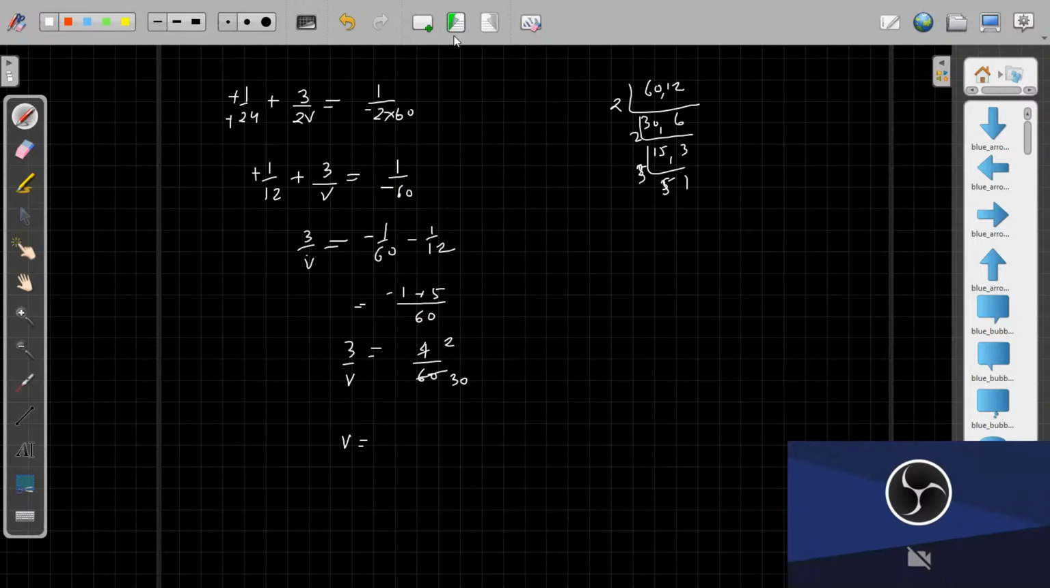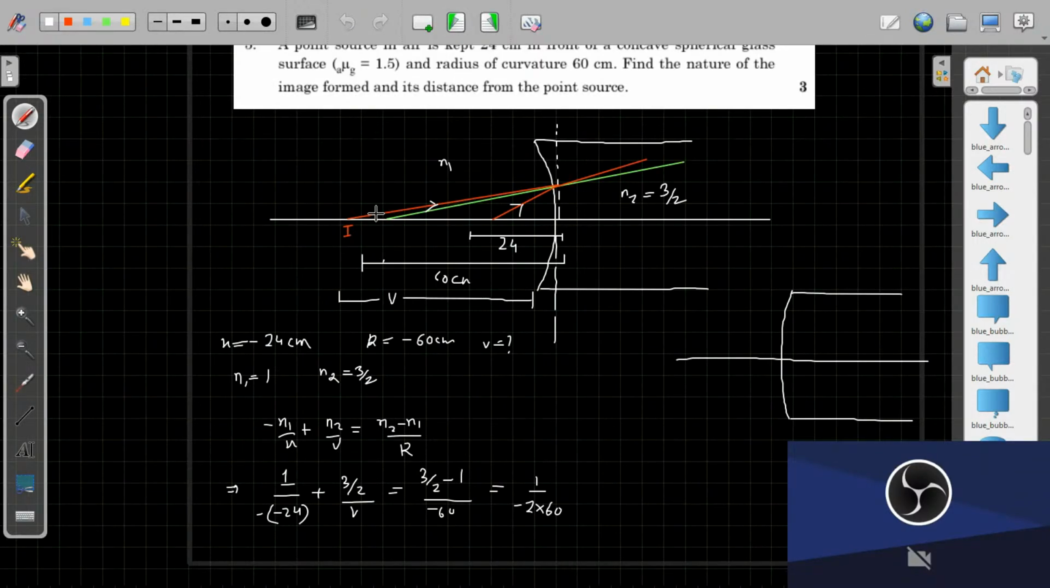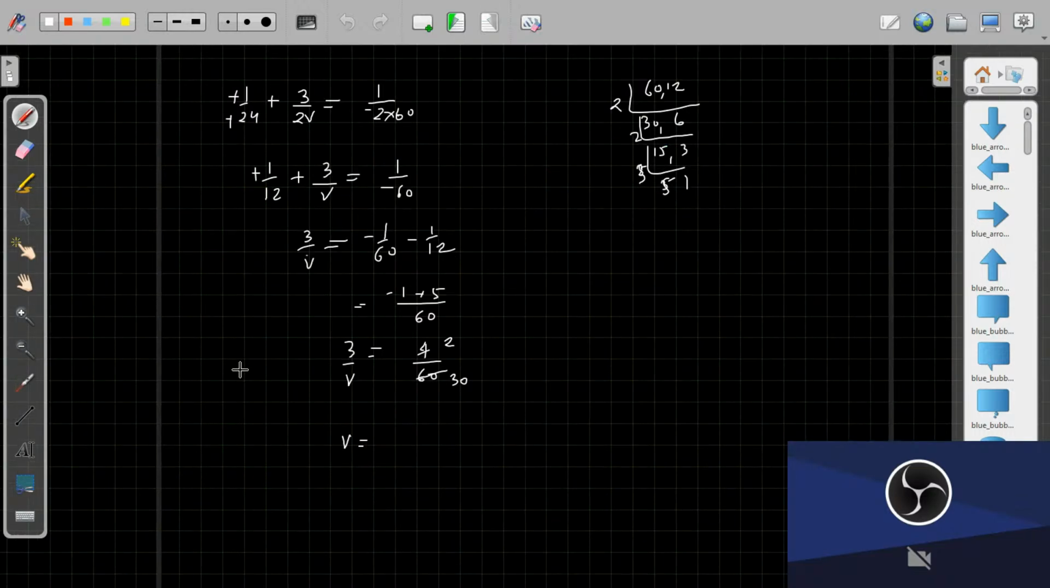How did I get this? Why should it be minus? Because see, the ray diagram is saying this should be backward. So that's why that created a doubt here. I'll do it from here once again.